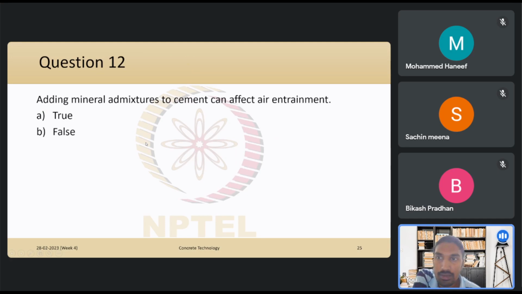Okay, question 12, it's true or false. Adding mineral admixtures to cement can affect air entrainment. Is this statement true or false?